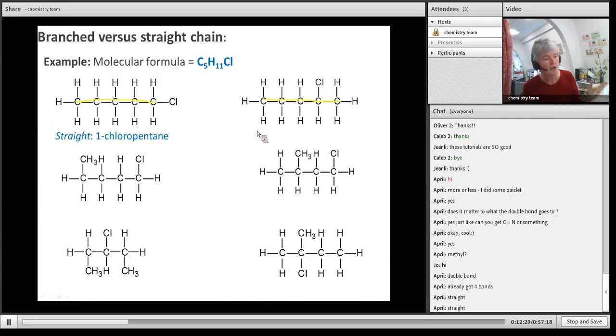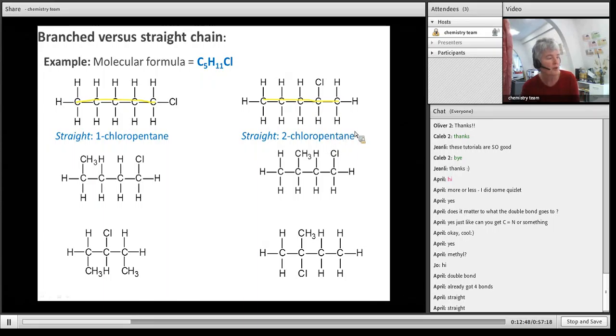And you know that it's straight because although I've got 2-chloropentane, I haven't got 2-methyl 2-chloro or 2-chloro-2-methyl butane. It's still a straight chain. I've only got pentane. I've got no other alkyl side chain.